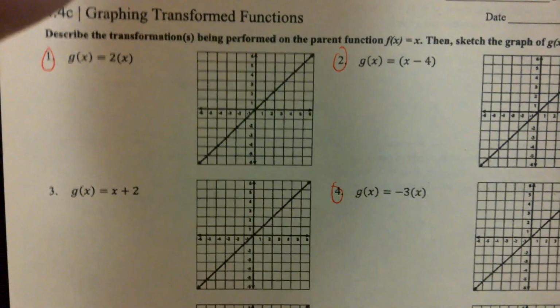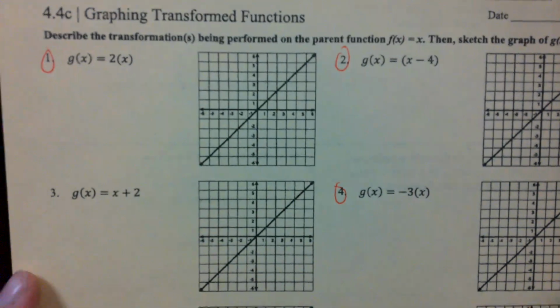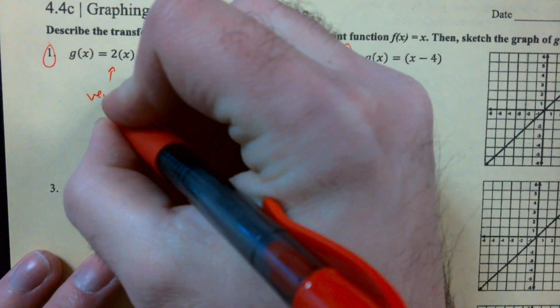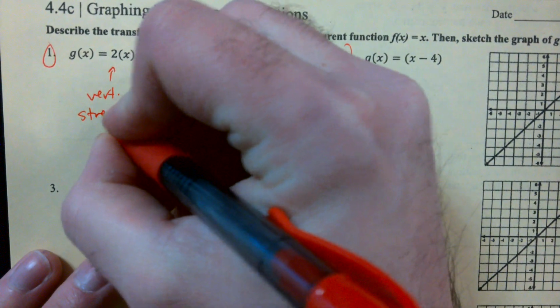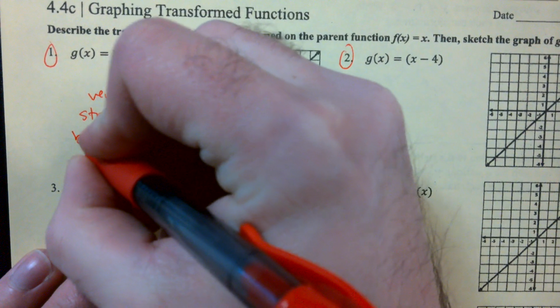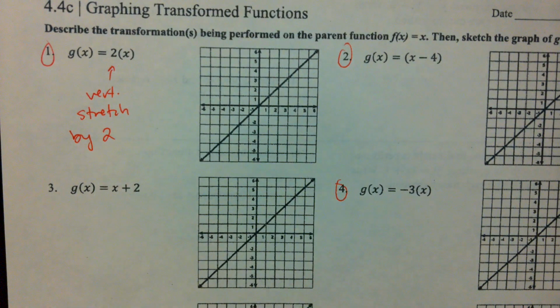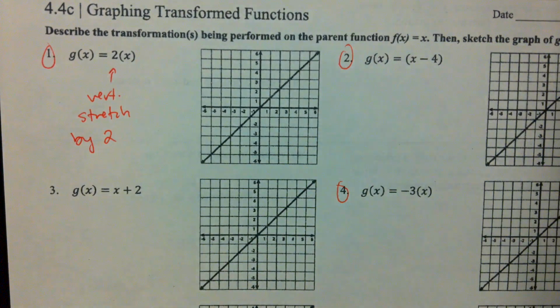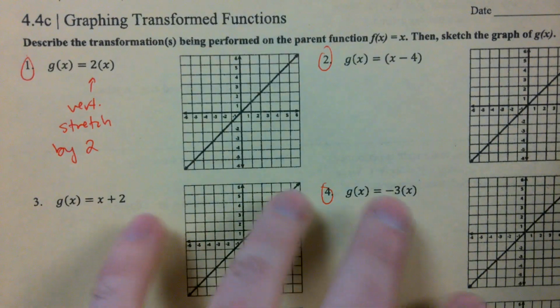So with number 1, we got g of x is equal to 2x. The only thing that we're doing here is we are vertically stretching by 2, which means that we're elongating our line. We're increasing our slope from 1, right? My parent function has a slope of 1.